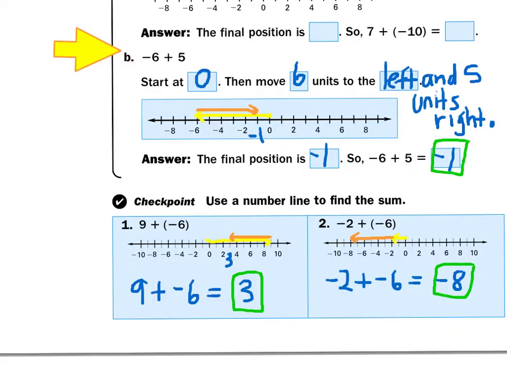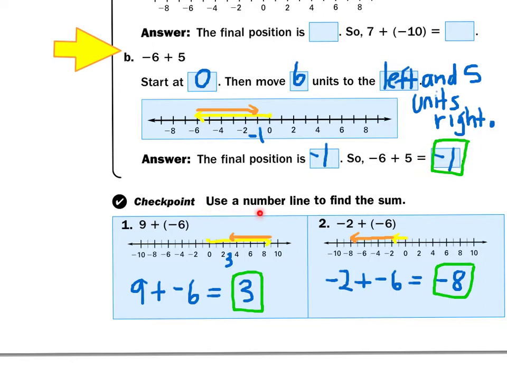Okay, so let's look at B. Negative 6 plus 5. So we want to start at 0 and then move 6 units to the left because it's negative. And then we're going to move 5 units to the right because it's positive. So I start at 0. The negative 6 tells me to move to the left 6 places. Positive 5 tells me to move to the right 5 places. So I end up at negative 1. So negative 6 plus 5 is negative 1.